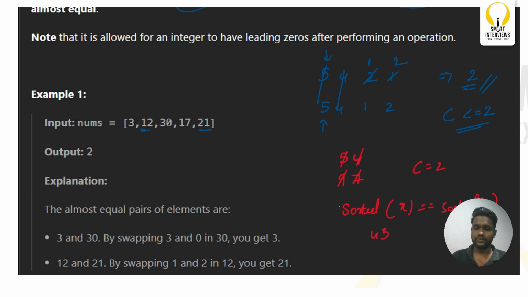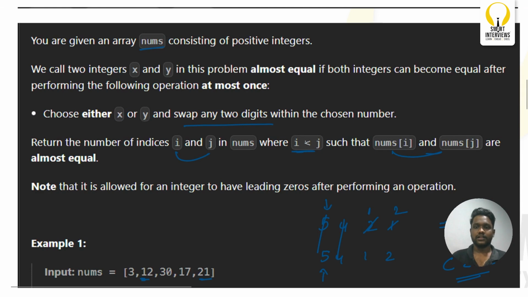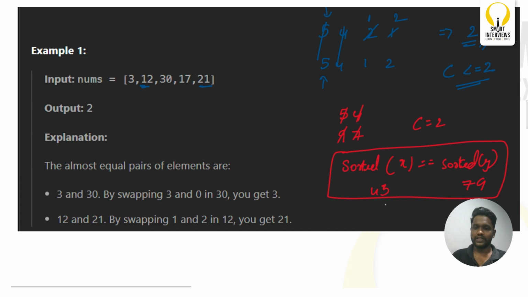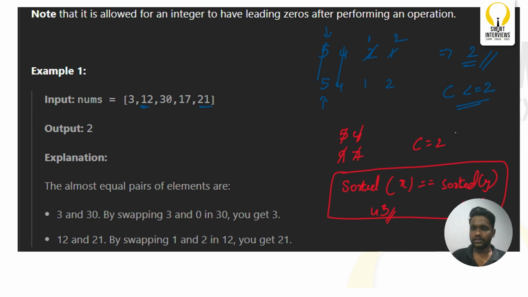They are not equal. So first of all, why are we doing this? How almost equal says that they should become equal. Nums of i and nums of j should become equal if we make one swap. So first we'll check if they are sorted, whether we are getting the same number or not. And the count should also be less than or equal to 2. Then we can say they are almost equal.